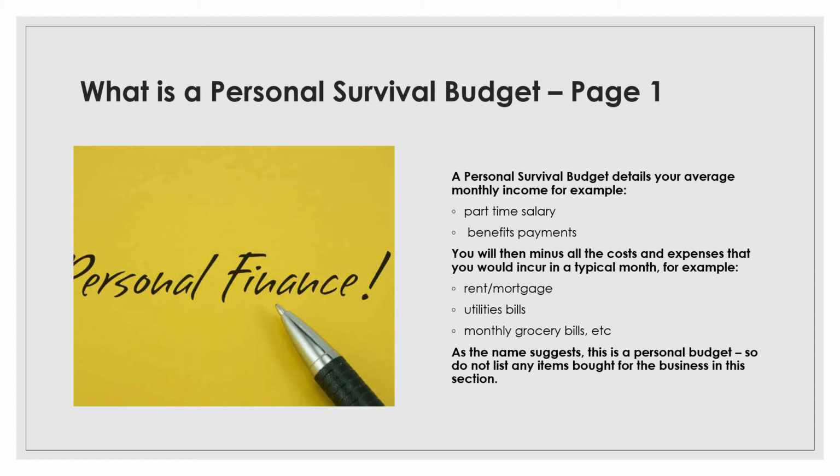Page 1. What is a personal survival budget? So a personal survival budget details your average monthly income. So, for example, any part-time salary that you receive or any benefits payments. You will then minus all the costs and expenses that you would incur in a typical month. For example, rent, mortgage, utility bills, monthly grocery bills, etc. As the name suggests, this is a personal budget, so do not list any items bought for the business in this section.